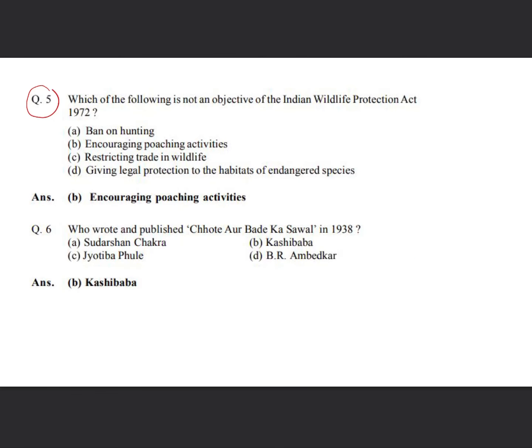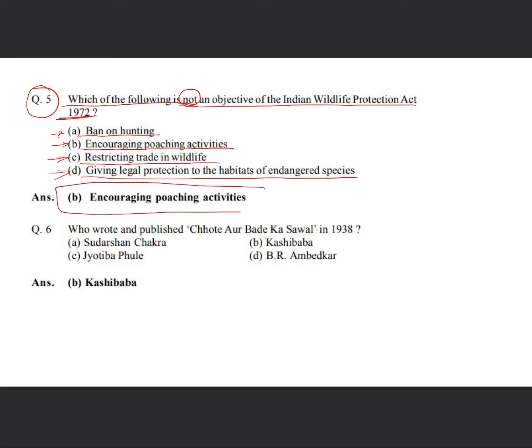Next question, question number 5. Which of the following is not an objective of the Indian Wildlife Protection Act 1972? Let us see the options. A. Ban on hunting. B. Encouraging poaching activities. C. Restricting trade in wildlife. D. Giving legal protection to the habitats of endangered species. So, the correct answer is option number B, that is encouraging poaching activities. It is not the objective of the Wildlife Protection Act.